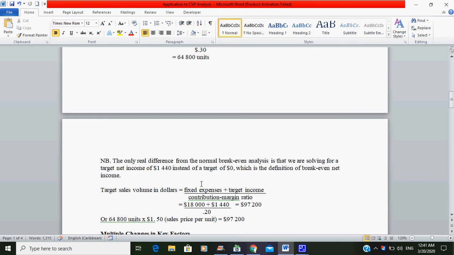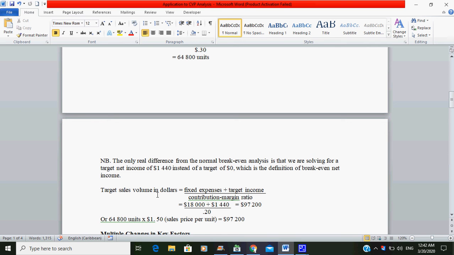The only difference from the normal break-even analysis is that we are solving for a target net income of 1,440 instead of a target of 0, which is the definition of break-even net income. So in a break-even, you don't earn any income whatsoever. Remember that.